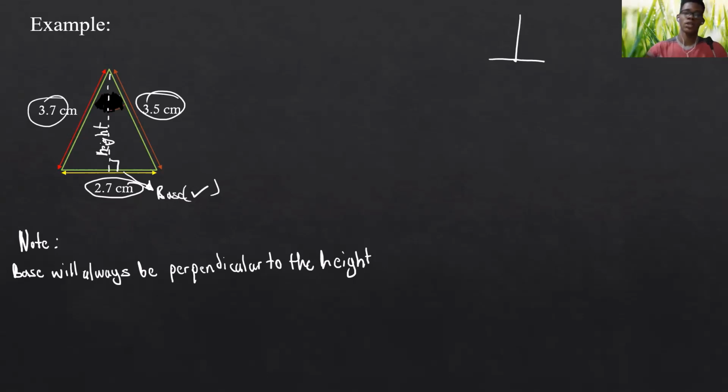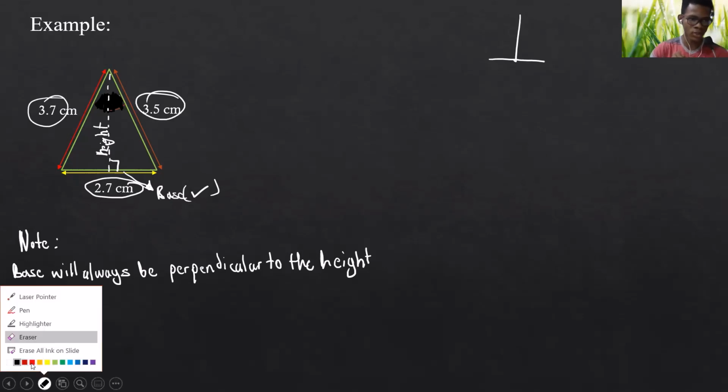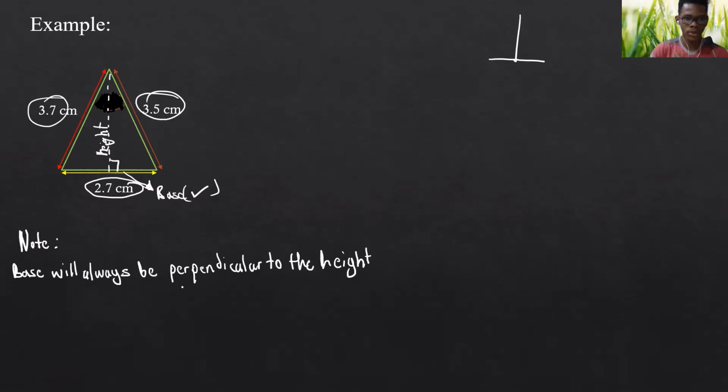All the questions, if there's a 90 degree within a triangle, it will always be indicated. So if you don't see that square that indicates a 90 degree angle, then the two lines are not perpendicular, which means that line is not the height. So remember that the base is always perpendicular to the height. Let me just put that in brackets here. Perpendicular meaning 90 degree. There's a 90 degree between those two lines.